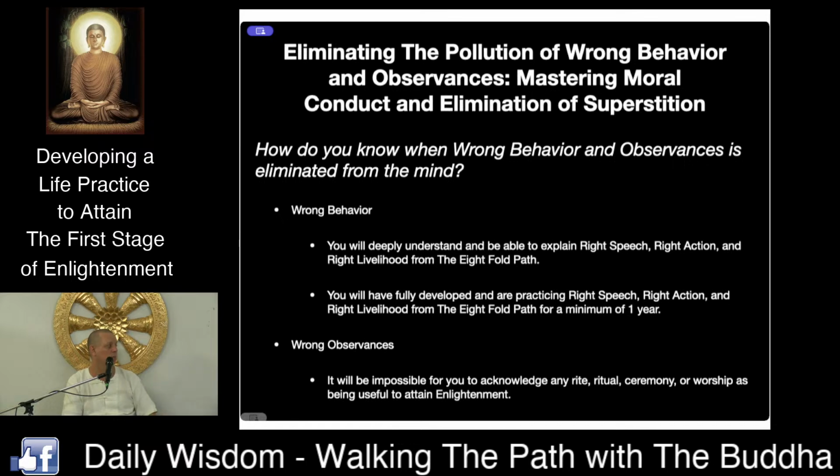Then with wrong observances, the way that you'll know that you've eliminated this is that it'll be impossible for you to acknowledge any rite, ritual, ceremony, or worship that is going to help you to get to enlightenment and is useful to attain enlightenment. You might actually be there already.